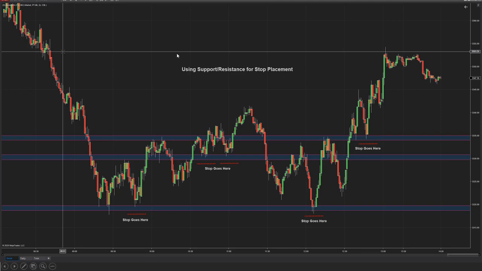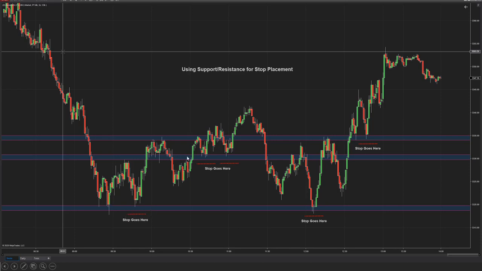So this chart is basically just about how you can use them to place your stops. Say if I was trying to get long down here, I would put my stop right below this level, or maybe one tick beyond this, because price, as you can see, has a hard time breaking through this level. So I would put my stop right down here.